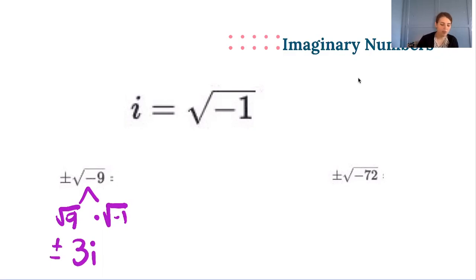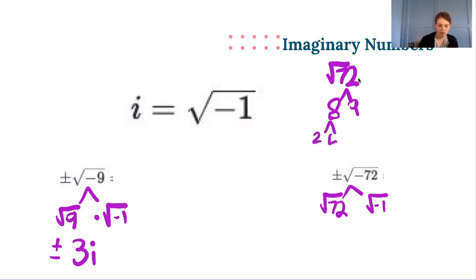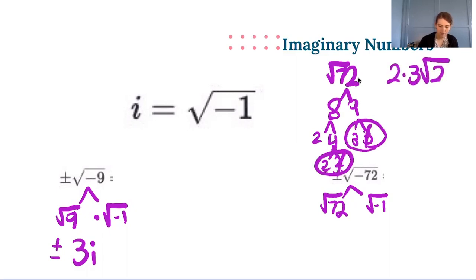Looking at the next one, this will be a little bit more complicated. I can divide this into 72, the square root of -1. 72 doesn't have a clear factoring, so I'm going to do a little factor tree. 8 times 9, 2 times 4, 2 times 2, 3, 3. I got 2 pairs, 2 die, 2 on the outside.